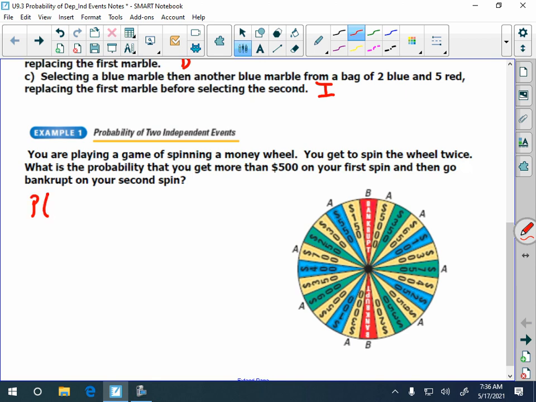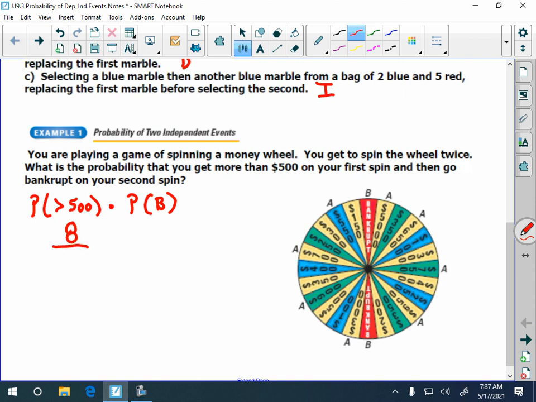So the probability of, we could say, greater than 500, times the probability of going bankrupt. Okay, we'll call it B. All right, so let's count up all the ways that we can get greater than 500. And I think they're labeled on this for you. So it looks like all the A's on here are going to be greater than 500. So 1, 2, 3, 4, 5, 6, 7, 8.